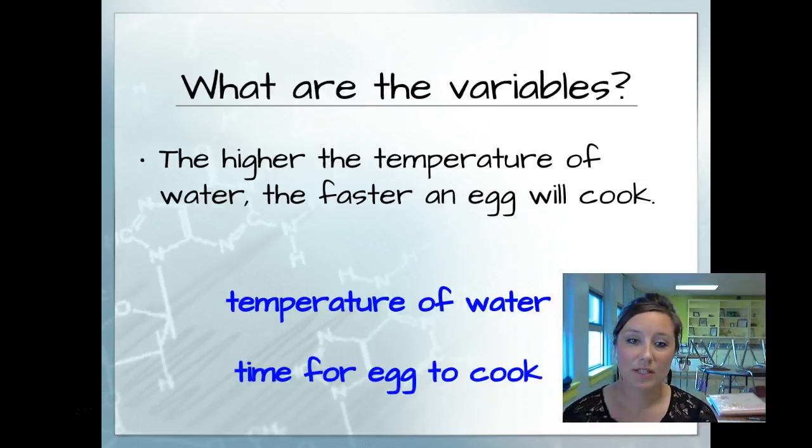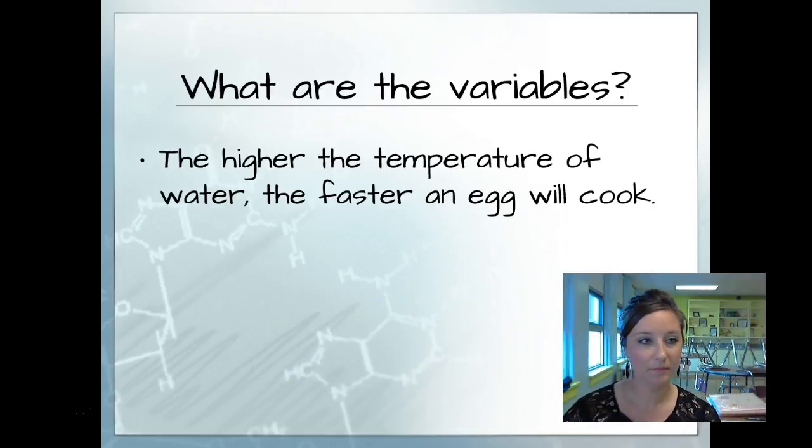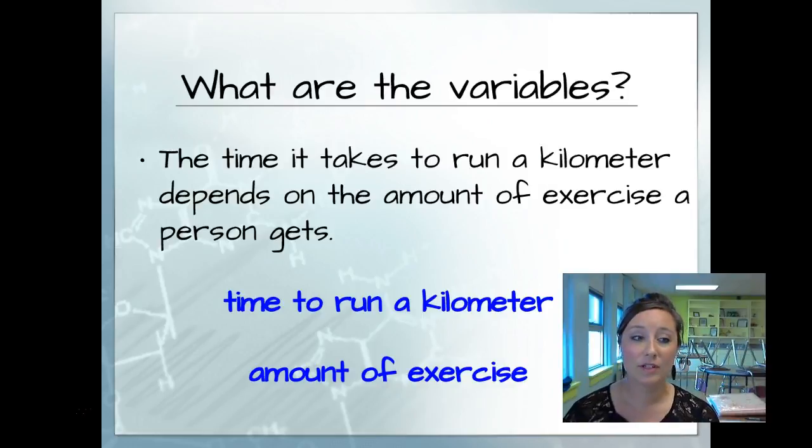You should be noticing kind of one thing about the last 2 scenarios with our variables. And that would be that both of these, our variables are always measurable. So I can measure the temperature of the water, I can measure the time that it took to cook, I can measure the time it took to run a kilometer, and I can measure the amount of exercise, how many minutes I'm exercising, how many times a week I'm exercising.